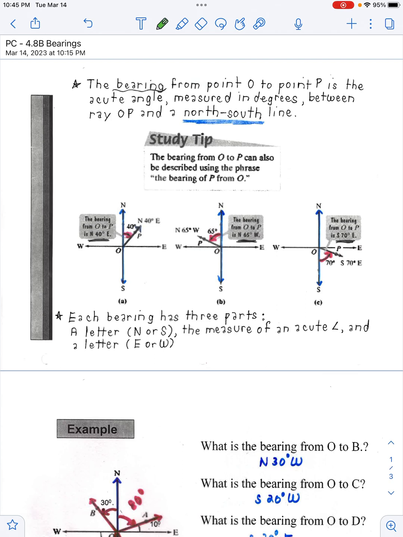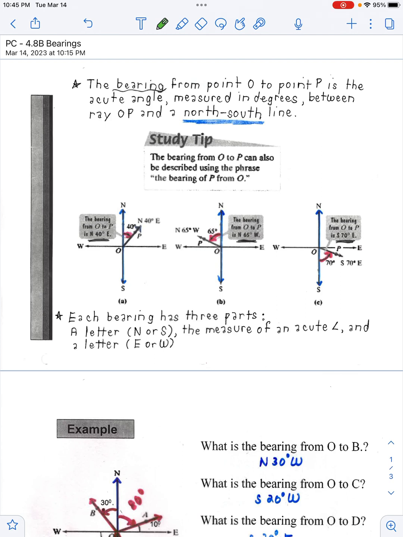So in the picture on the far left, when you look at the ray OP, the angle that you're trying to find is the angle measured between that ray and the north-south line. And in that first picture, that angle is 40 degrees. It's given to you. Well, that's the bearing of north 40 degrees east.